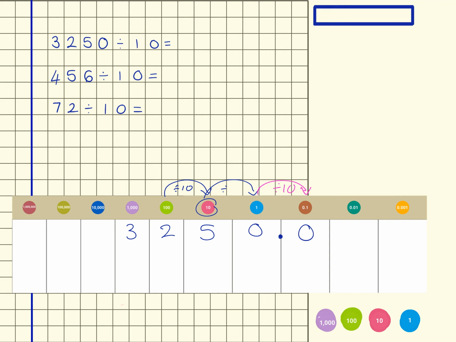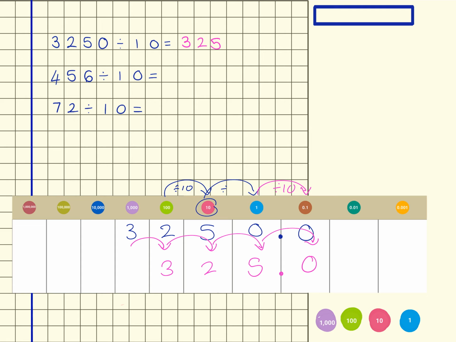I'm going to start with my 3000, so that's going to move to here. My 200 is going to move to here. My 5 is going to move to here, and my 0 would move to here. So we would end up with 325.0. Now, because it's .0 on the end, there's nothing else there. What we'd actually write as our total is 325.